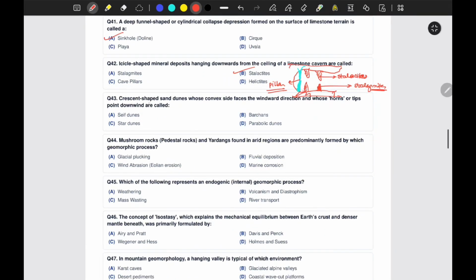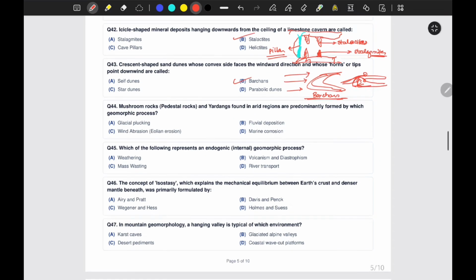Question number 43. Crescent shaped dunes whose convex side faces the windward direction and whose horns or tips point downwind are called sheaf dunes, star dunes, barchans, or parabolic dunes. The correct answer is barchans. It will look something like this. That means the wind will be coming from this side. If you want to see the other angle, it will be something like this. The wind will be coming like this. These are known as barchans. These are also the sand dunes that are found in the Thar desert.